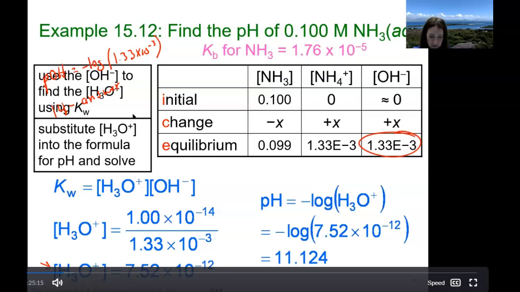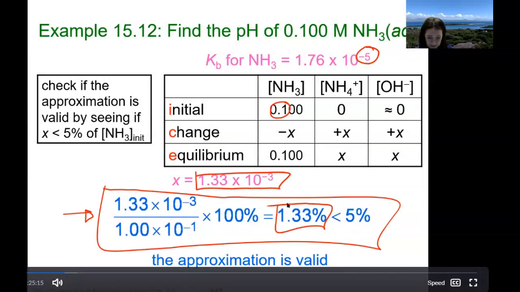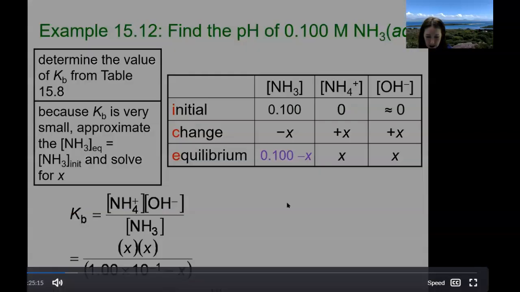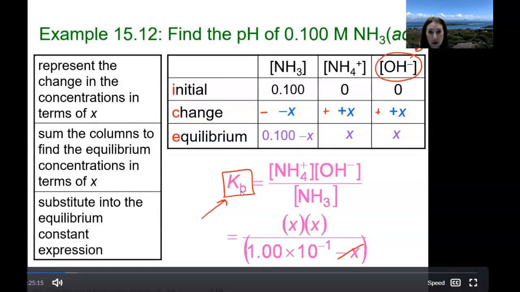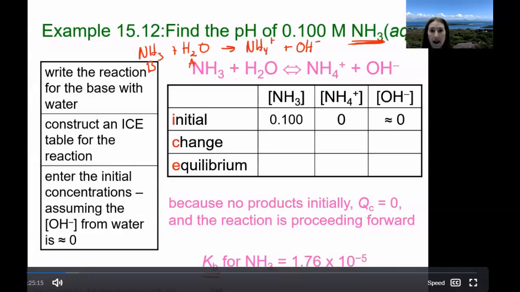Okay, so let me go back a little bit and just talk about what I just did here. I want you to be able to fill in whatever you missed. So when you have a weak base pH problem, the first thing you need to make sure you know how to do is write your equation. The reason this is so important is because you need to know what your X is. So when we finish and solve for X, we need to remember that that's hydroxide.